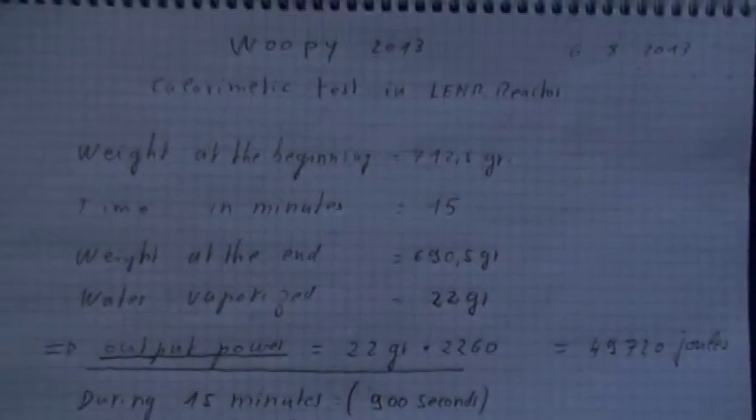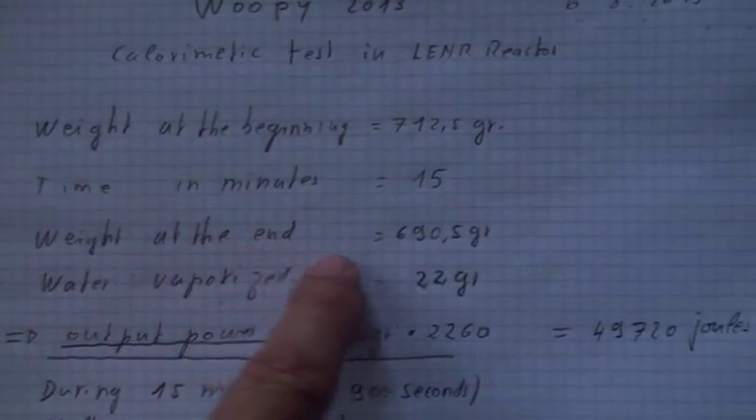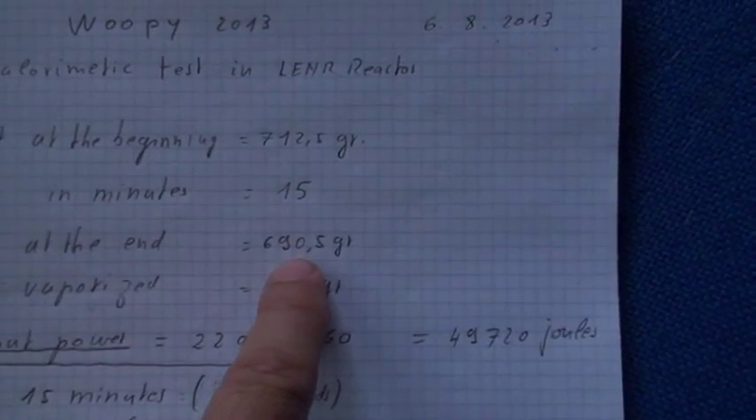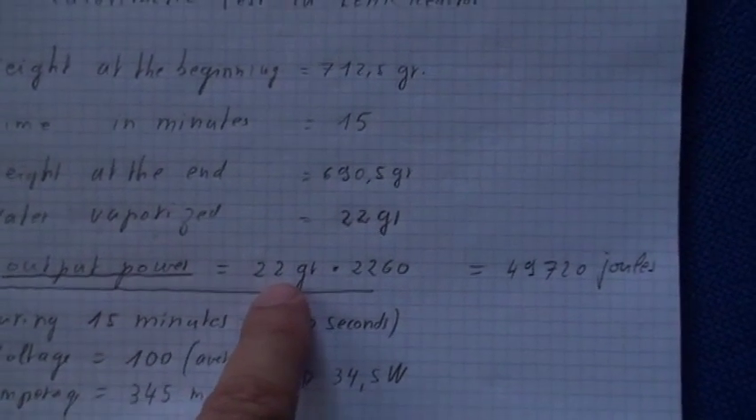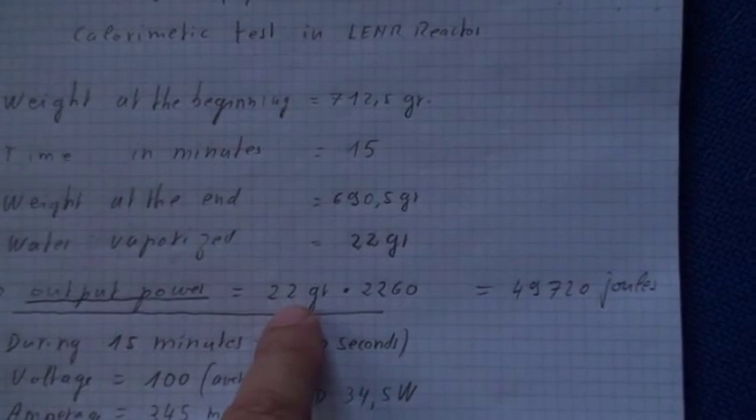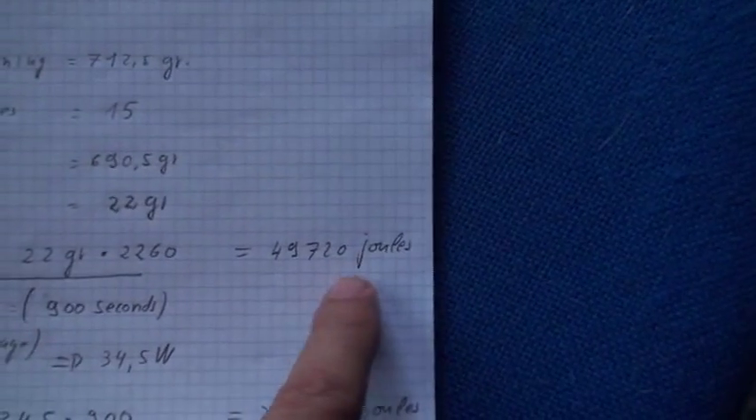In the first test I have made today, at the power of 100 volts, okay, you can see here, the weight at the beginning was 712.5. The time in minutes was 15. The weight at the end was 690.5 grams. So the vaporized water was 22 grams. And as we know, if you multiply the vaporized water above 100 degrees Celsius when it is in vapor, you multiply by this value here and you get the joules. That is the output power, if I don't make mistakes.